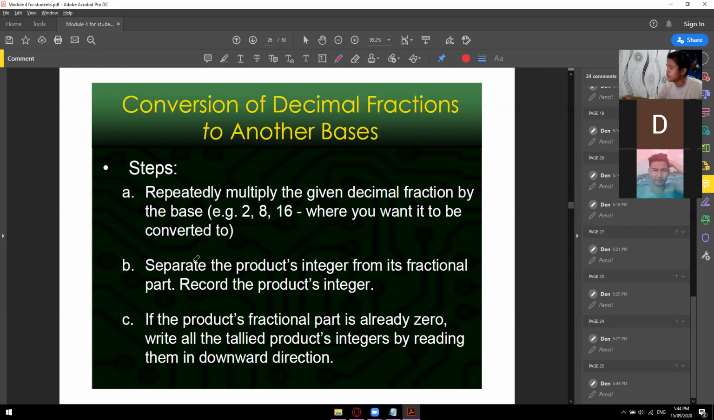So same, we have 3 steps. First one is repeatedly multiply the given decimal fraction by the base: 2, 8, 16, or any base actually, kung ano man yung pagkakonvert nyo. Then separate the product's integer from its fractional part, and record the product's integer. If the product's fractional part is already 0, write all the tallied product's integers by reading them in downward direction. So ito medyo kabaliktaran na. Malalaman nyo mamaya kung bakit.